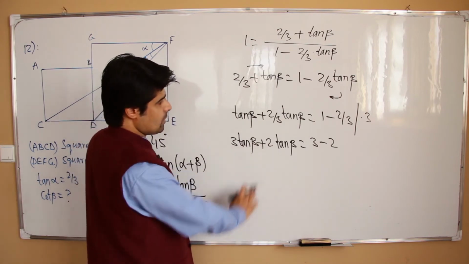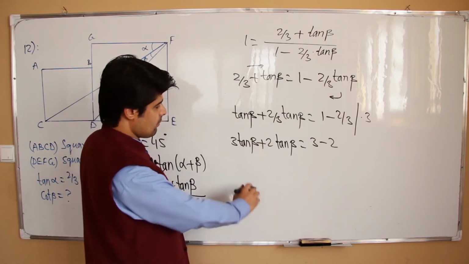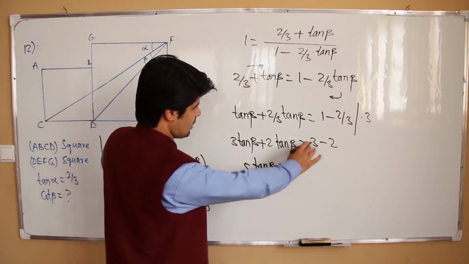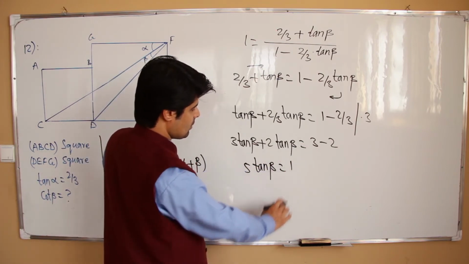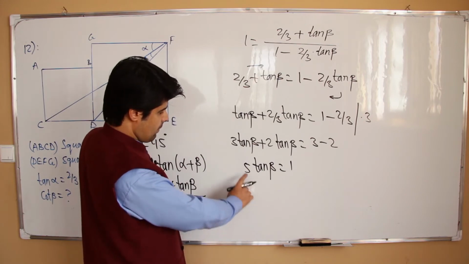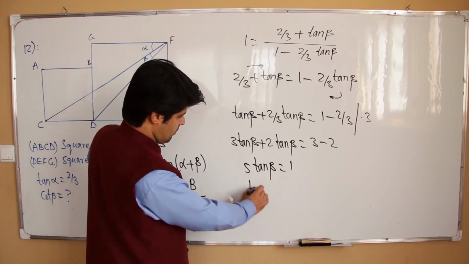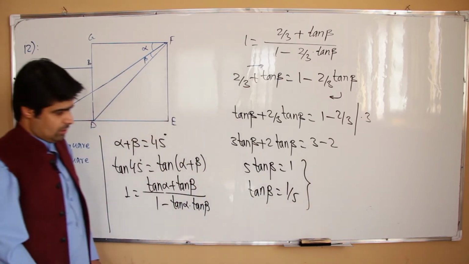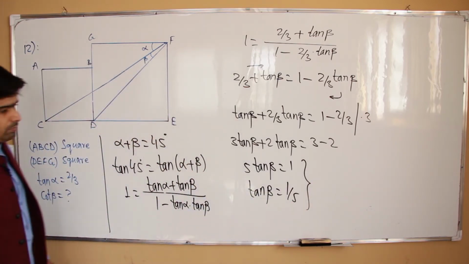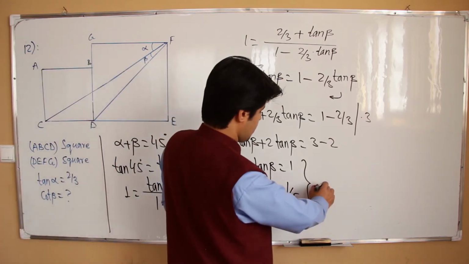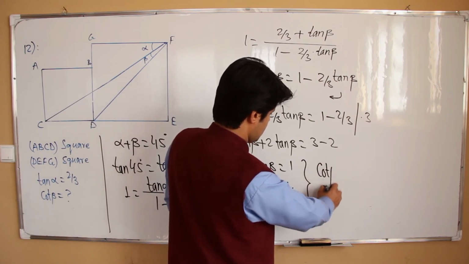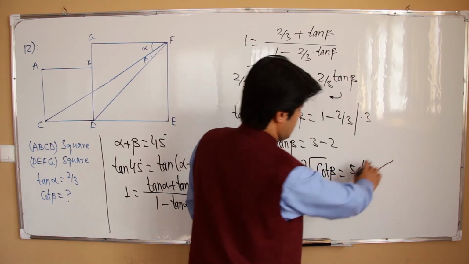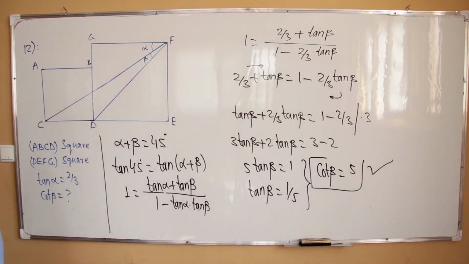Now 3 with 2, how many do we have? 5. 5 tangent beta, and 3 minus 2 is 1, and divide both sides by 5, so tangent beta would be 1 by 5. If tangent beta is 1 by 5, what is cotangent beta? It is the reciprocal of this one. Cotangent beta would be 5 by 1, which is 5. Write it, please.